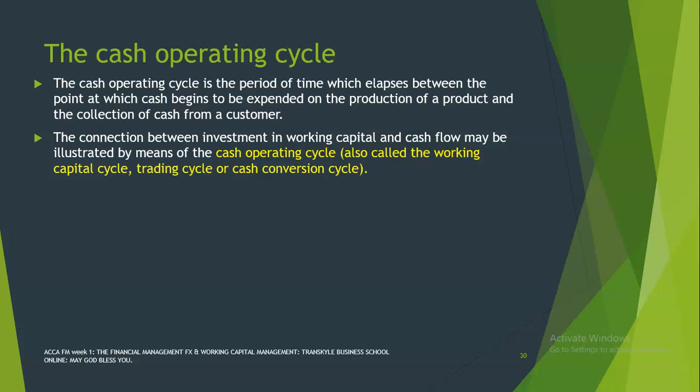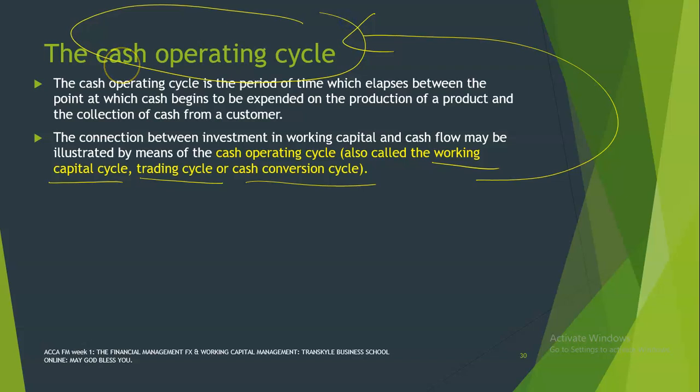So the connection between investment in working capital and cash flow may be illustrated by means of the cash operating cycle, also called the working capital cycle. The examiner might try to dazzle you with these terms: trading cycle, cash conversion cycle. Always know that they are referring to this same thing, cash operating cycle. They will be referring to that animal.